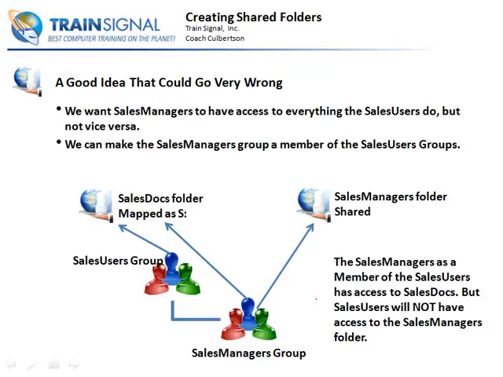Now, here's the situation. We want sales managers to have access to everything that the sales users do, but not vice versa. So what we can do is make the sales managers group a member of the sales users group. And yeah, we can make groups members of other groups. That's what we call nesting groups. Then if the sales users group has access to the sales docs folder, then so does the sales managers group.